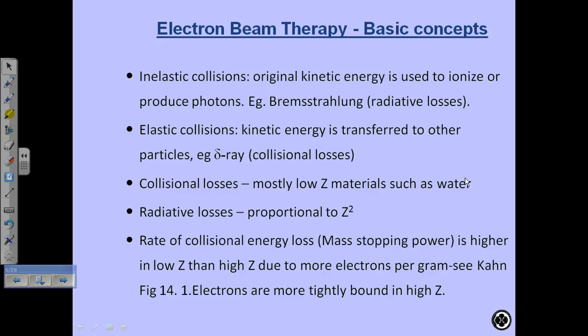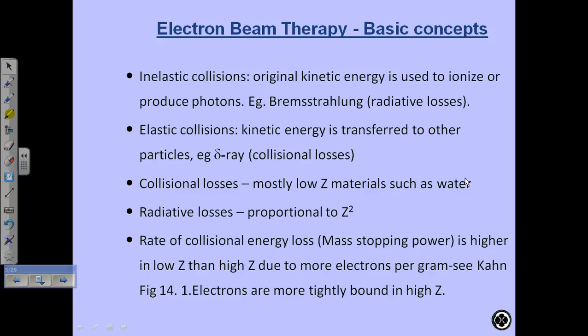So basic concepts. Let's go through some bullet points about properties of electrons. There are 2 types of collisions, inelastic and elastic. The inelastic collision means that the original kinetic energy is used to ionize or produce photons, like bremsstrahlung. The elastic collision means that the kinetic energy from the electron is transferred to other particles. Think of elastic collisions as billiard balls, and think of inelastic ones where the energy is transferred to a different type of energy, from kinetic to photon energy. That's inelastic.